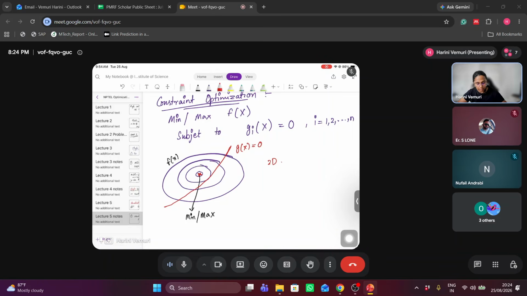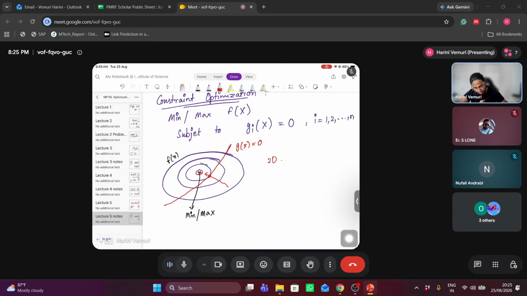This particular minima or maxima is not lying on g of x, so it won't be satisfying the constraint. So that's not our answer. If you see, in this way the optimum exists: at this particular contour point, the value is either decreasing or increasing the function value, and it is also satisfying the constraint g of x equal to 0. So here in this case we have a minima or maxima which satisfies the constraint.